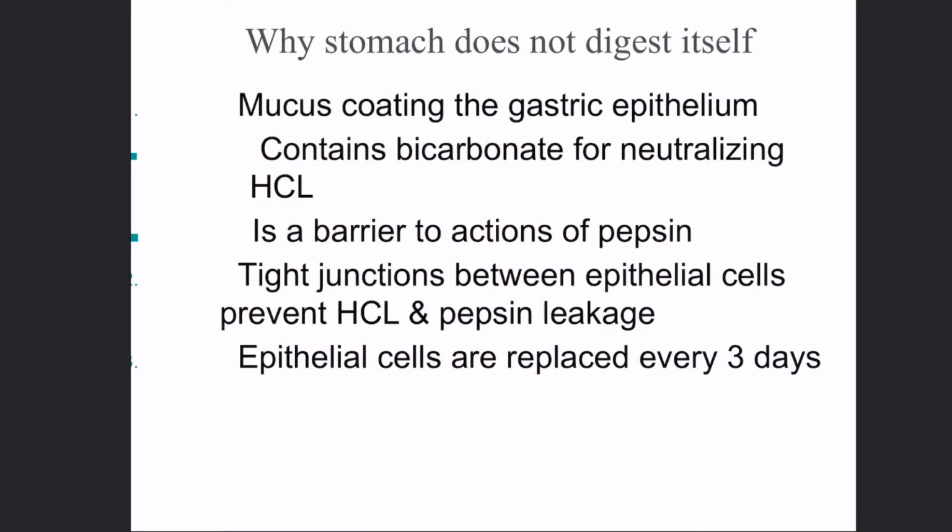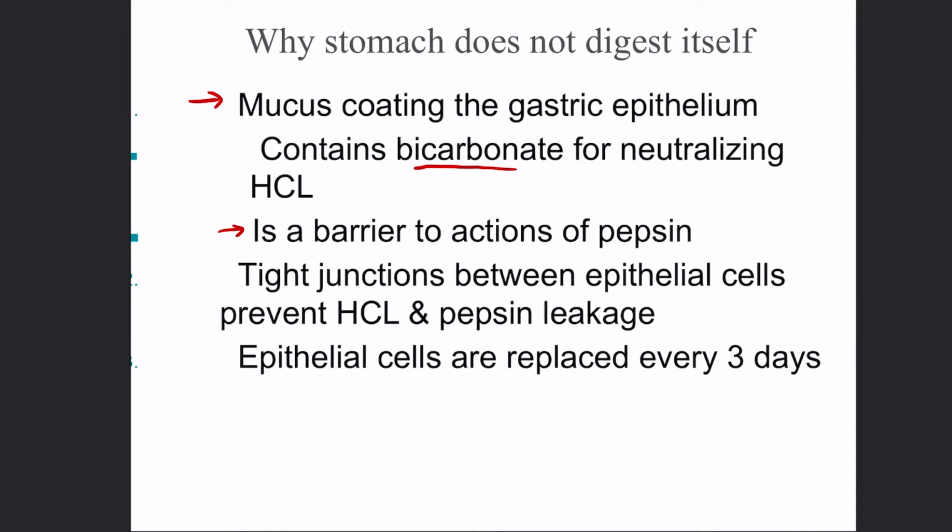So why doesn't the stomach eat itself? First off, we talked about how pepsinogen is inactive inside the cell. But why doesn't the hydrochloric acid eat up the epithelium of the mucosa of the stomach? Well, we spoke about how there are mucus cells at the surface of those gastric pits. The mucus coating is going to protect the epithelium of the stomach. It contains, first off, bicarbonate that is going to neutralize any hydrochloric acid nearby. And it is a barrier so that pepsin cannot degrade those epithelial cells.